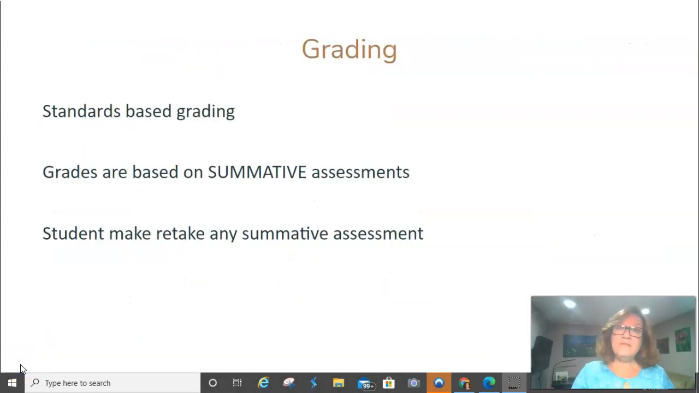I always have parents and students, but parents are always asking about grading. Here at CAG, we are doing standards-based grading in the middle school. The grades are based on summative assessments, and one key thing for you to know is students may retake any summative assessment. So if they don't do well in an assessment, they're encouraged to retake it. Now, in order to be able to retake it, they have to make corrections to the test that they had trouble with. So go through and correct their mistakes, and also show their study guide. And that way we know that they're ready for the retake.